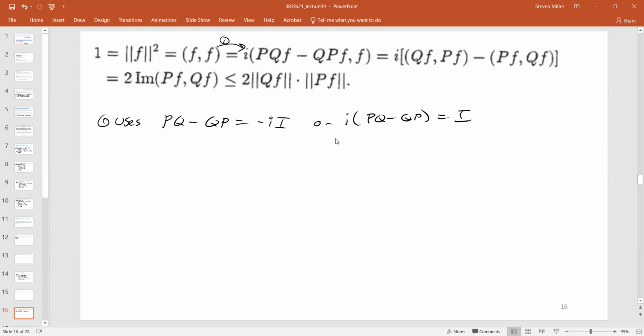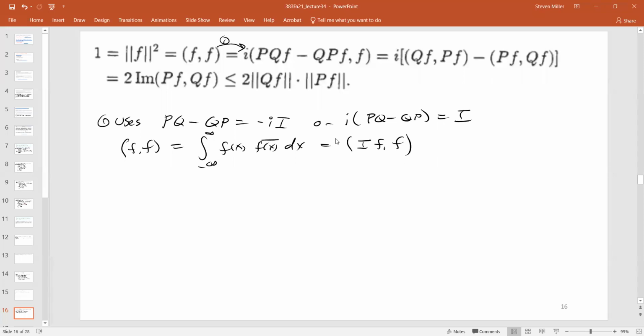If I want to look at the inner product of f with itself, this is just the integral of f of x times f bar dx from minus infinity to infinity. This is the same as the integral of i times (PQ minus QP)f with f. Sometimes people use angular brackets, sometimes parentheses, it doesn't really matter. So all we've done in the first step is write the identity as i times PQ minus QP. For the next step, we have a subtraction, and we can break that into two terms. Breaking it into two terms is not a problem.